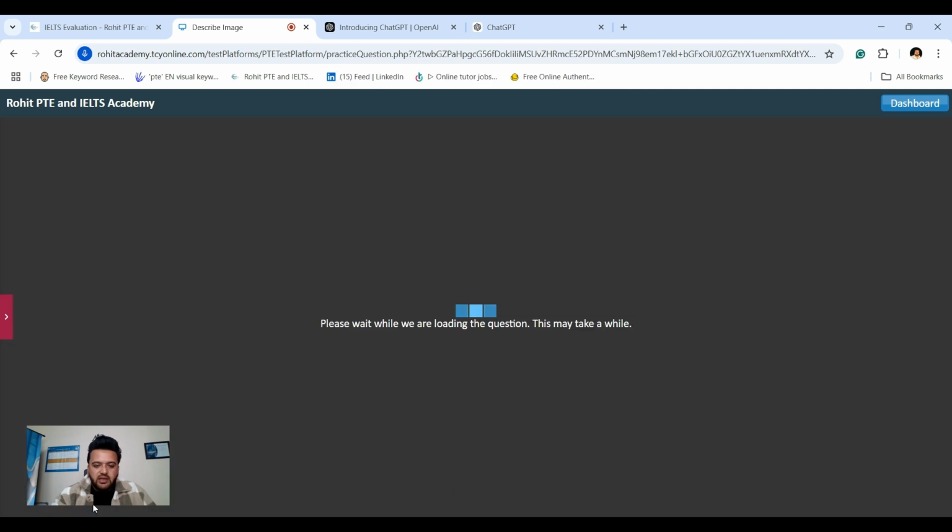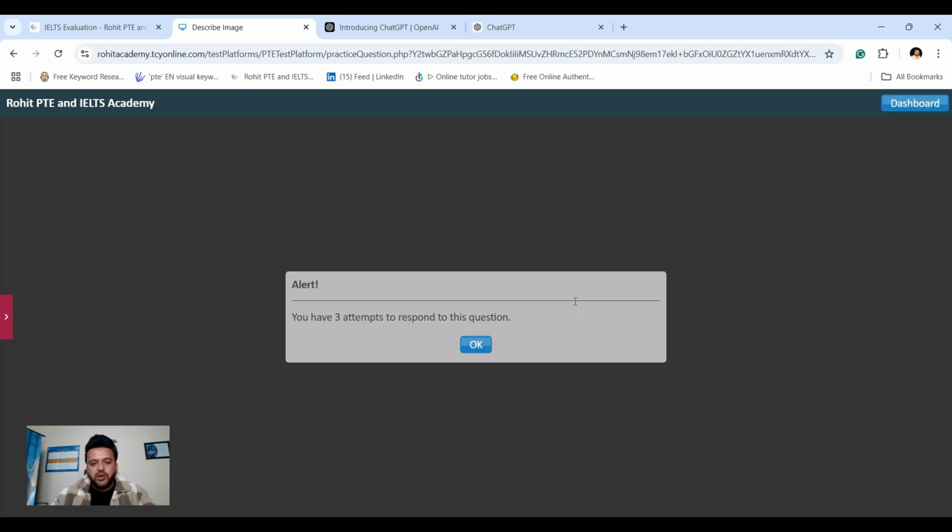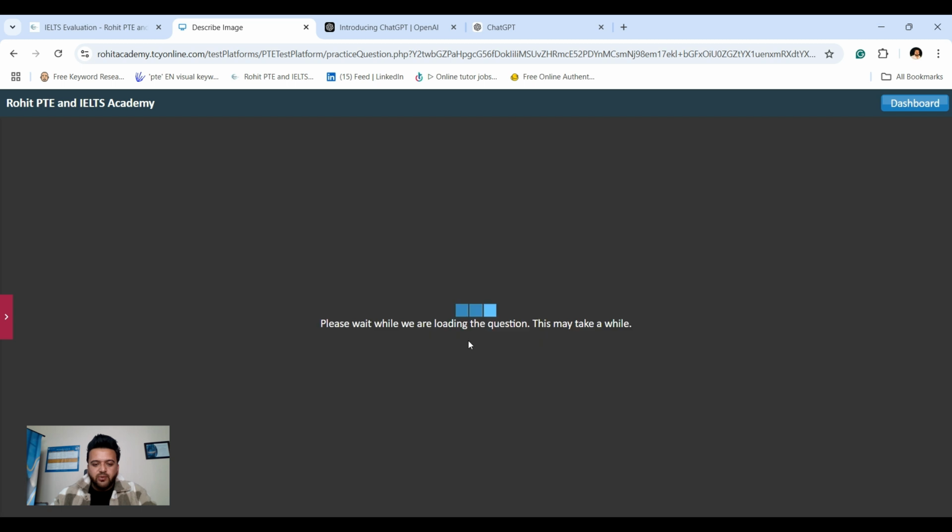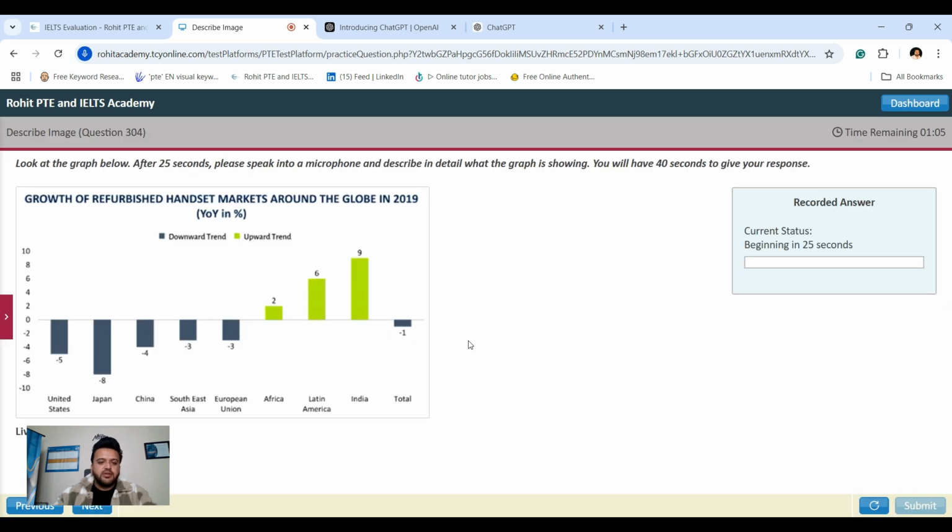It should be pie chart or bar graph. So the same template that I've given, you can use here as well. So let's see what it is. So yeah, it's bar. So this bar graph represents the information about growth of refurbished handset market around the globe in 2019. It has also showed downward and upward trends.